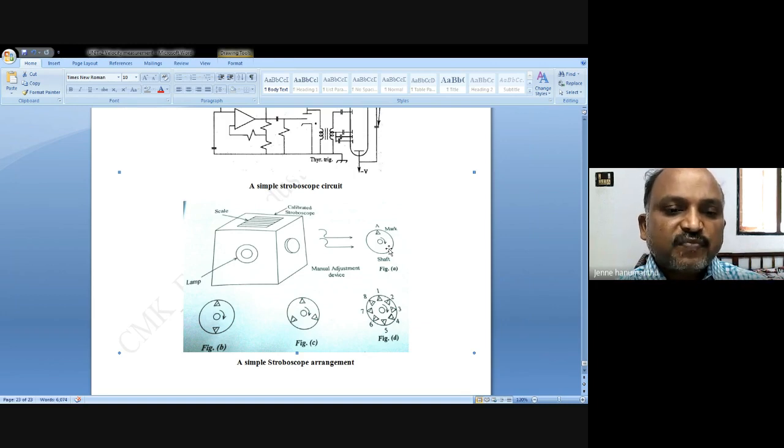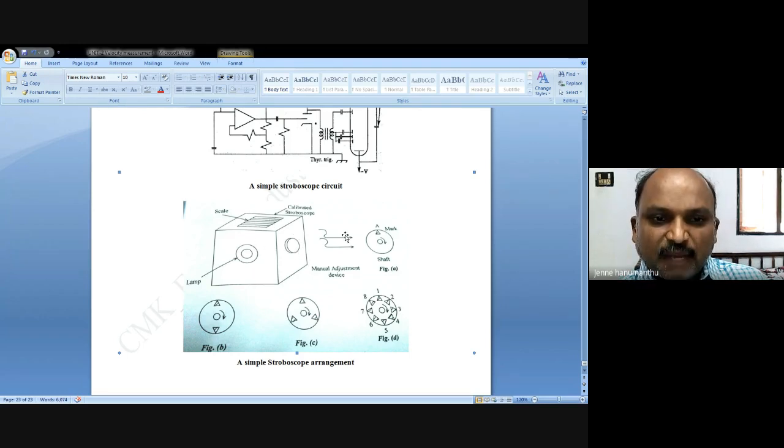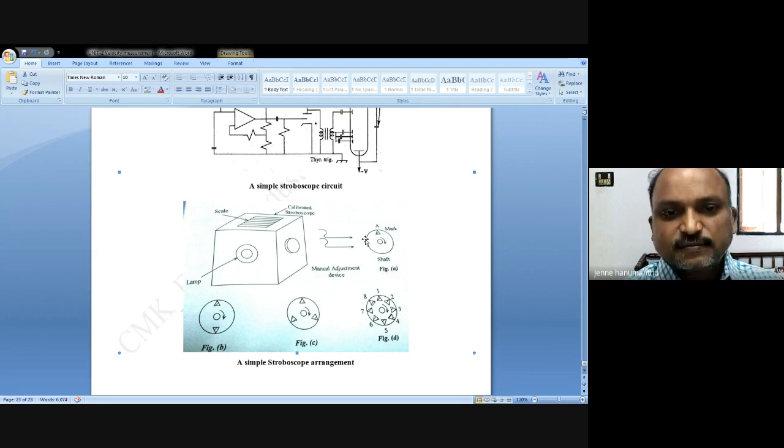So the principle is like this. Listen carefully. When the stroboscope emits flashes of light on the rotating object, what happens? When the flashes fall on the rotating body, initially it is rotating, and the marking you can observe is also rotating.